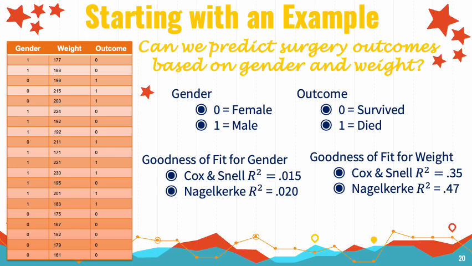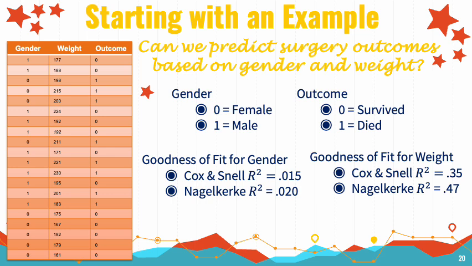However, with both the Cox and Snell and the Nagelkerke, we can conclude that gender does not appear to account for much of the variability of the outcome. Notice the Cox and Snell R-squared is 0.015, or 1.5%, and Nagelkerke is 0.02, or 2% of the variability is explained by gender.